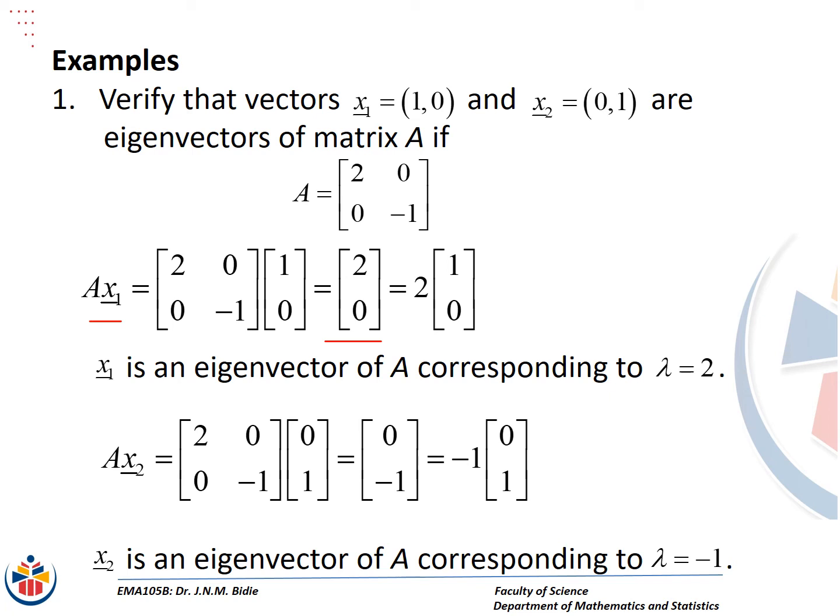Then I got 2, 0. Took out the common factor and I got 2 into 1, 0, with 1, 0 being the original vector that we had. So that means it is an eigenvector, because I was able to get the original vector again multiplied by a value which we call lambda. For X2, we did exactly the same, and note that now lambda is equal to -1.